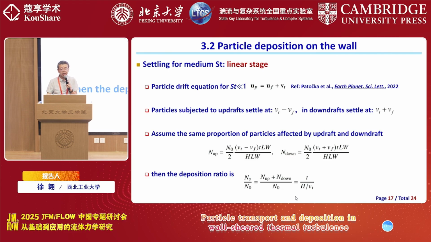This is different from the HIT, homogeneous isotropic turbulent flow, because in our case the particle will act under gravity. So even for the largest density and diameter, the Stokes number is still less than 1. We can adopt the particle drift equation. And for particles subject to updraft and downdraft, we can write their velocity. And we assume the same portion of particles will be affected by the updraft and the downdraft, and we can eventually end up with these two particle numbers and calculate the deposition ratio.